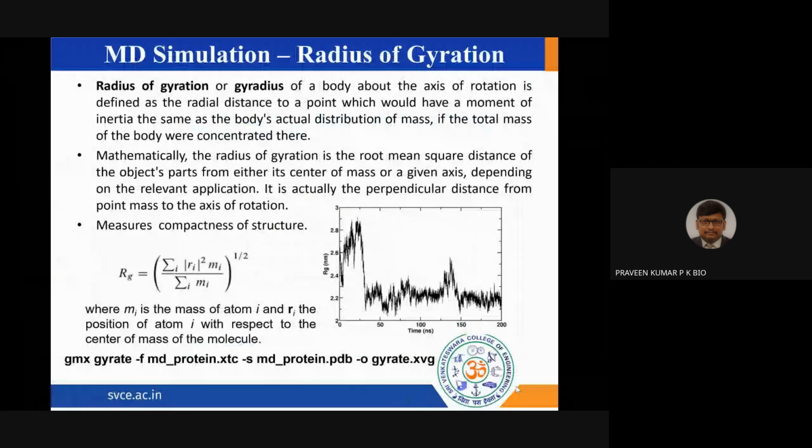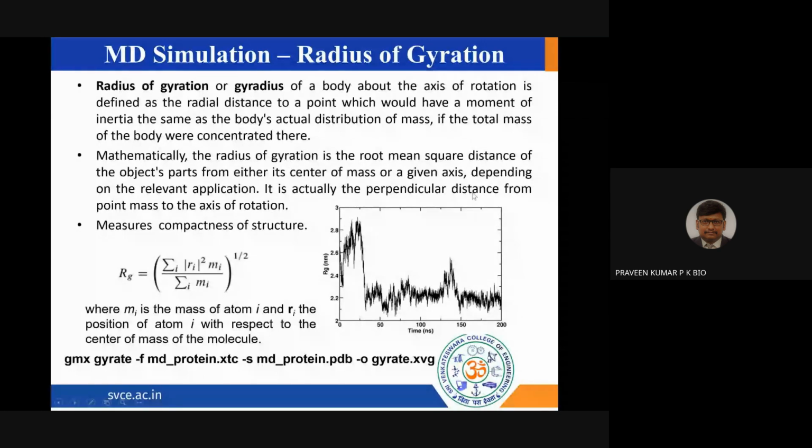Yeah, so here, the radius of gyration defines the radial distance to a point where the moment of inertia is the same as the body's actual distribution of mass, if the total mass of the body were concentrated there. For example, proline is not going to have much of a moment of inertia, whereas some amino acids like lysine are going to have good rotations. Even this will contribute something related to that.